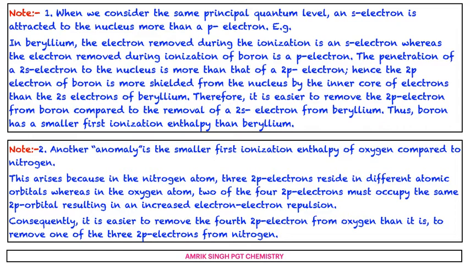electrons reside in different atomic orbitals, whereas in the oxygen atom, two of the four 2p electrons must occupy the same 2p orbital, resulting in an increased electron repulsion. That is, in oxygen the 2p electrons are in the same p orbital, and they will cause repulsion. Consequently, it is easier to remove the fourth 2p electron from oxygen than it is to remove one of the three 2p electrons from nitrogen, and hence the anomaly.